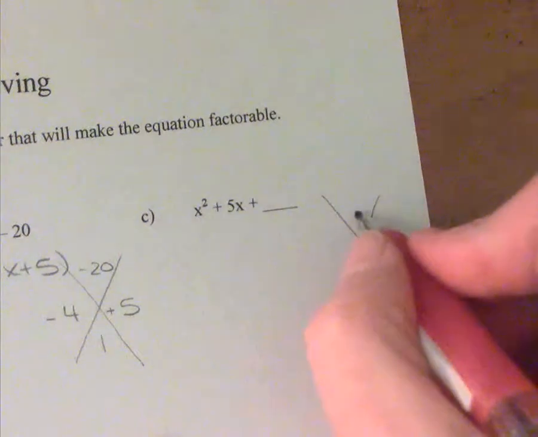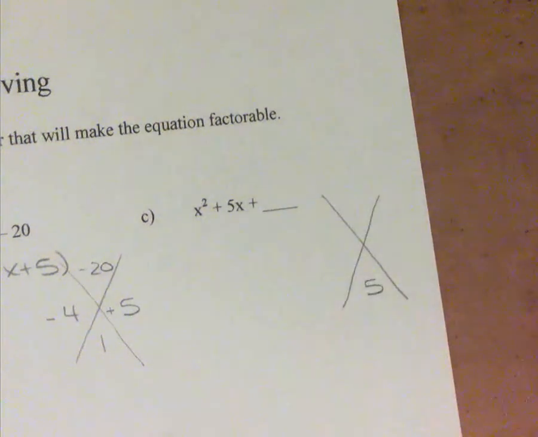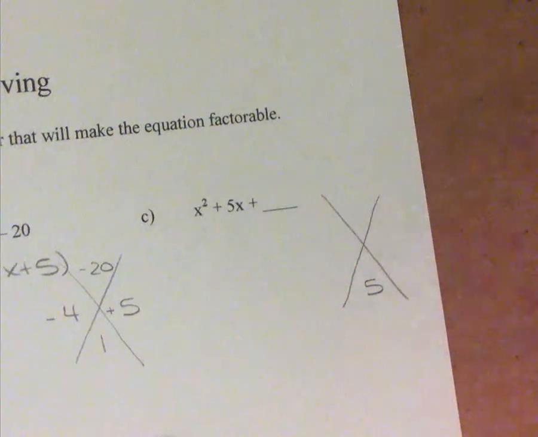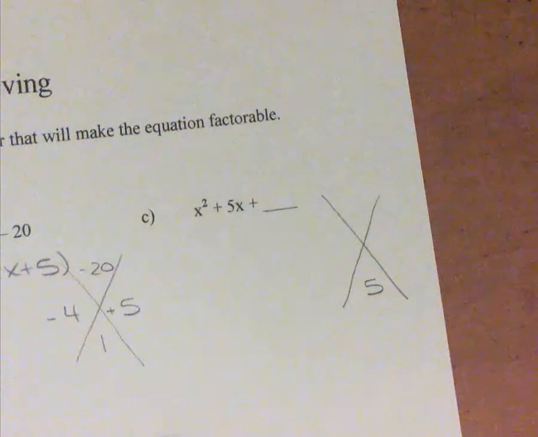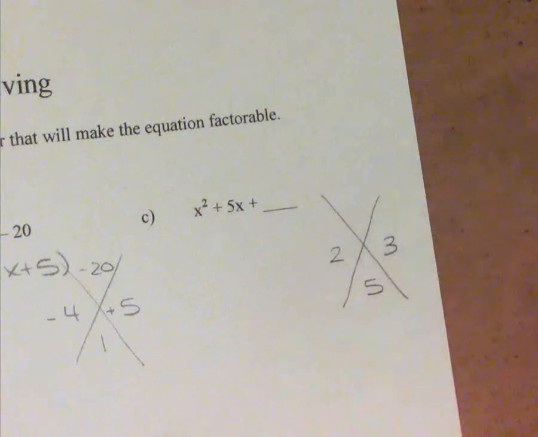So I don't have a product, but I do know the sum is 5. I know I need to have a product that's positive, so I think of any two numbers that add to 5. You can pick any two. You can do 1 plus 4, 2 plus 3. I'm going to pick 2 plus 3. You can pick 1 plus 4.